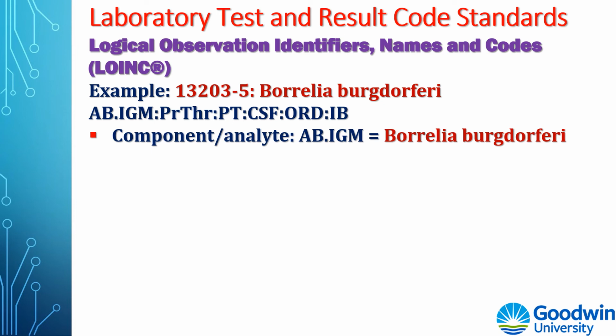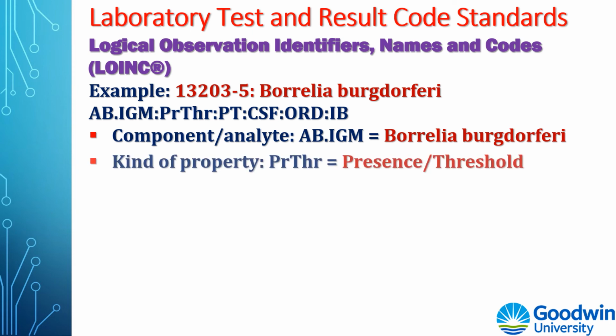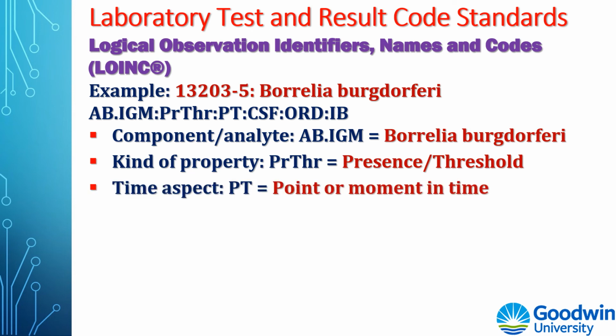The component or analyte is actually the name of the bacterium. And that's what would go here, the AB.AGM. And that's what you see in this part here. That would be that piece of the code. Then the next part is the property. So that's the PRTHR. And that has the presence component and the threshold component. In other words, the presence, whether it's positive or negative, and how much of it do you have to have in order to say that. So that's also in here. Time aspect. So this is the point or moment in time I collected it.